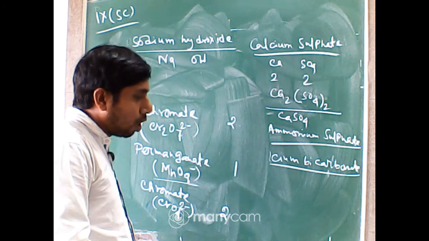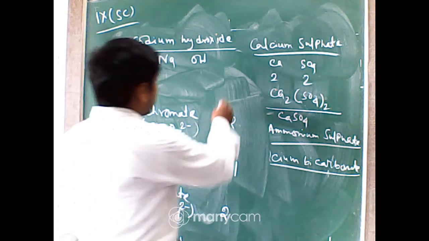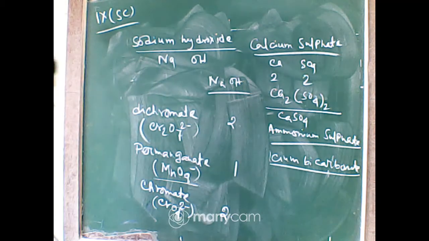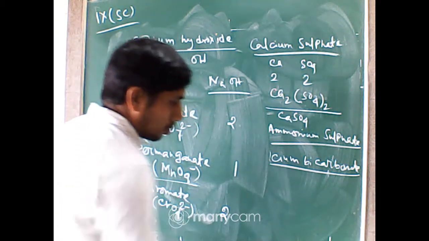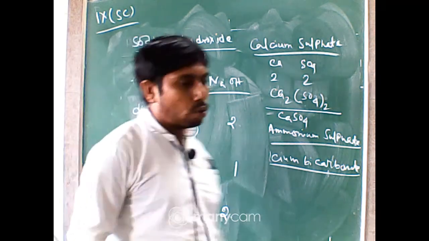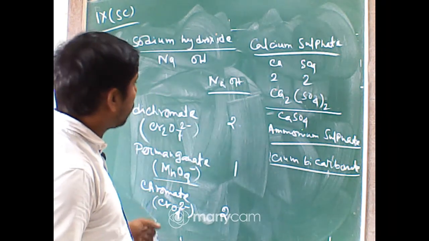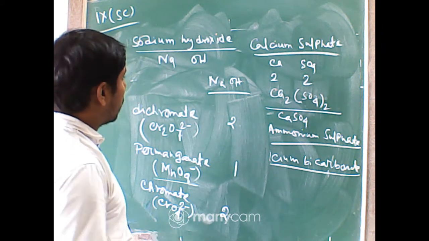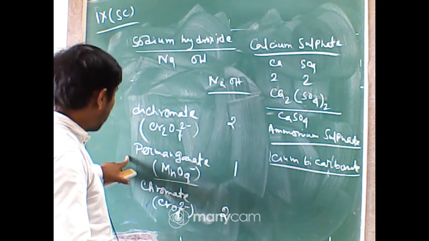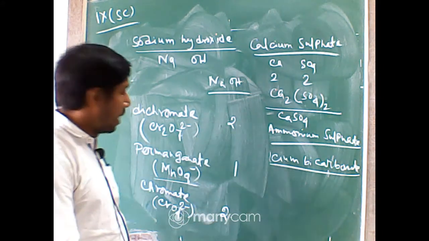Wrong with respect to your caption, that it is in small letters, NaOH. I have told you at first that there is no need to worry about whether it is a capital letter or small letter, you only mention the formula with their valency. Now add these 3, dichromate, permanganate, chromate, and with their valency 2, 1 and 2.